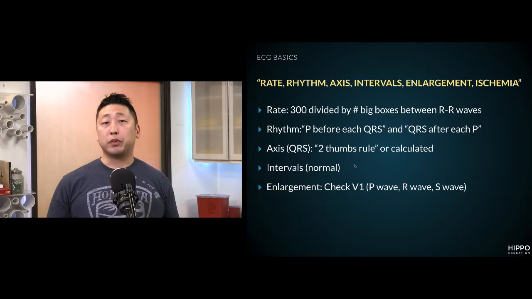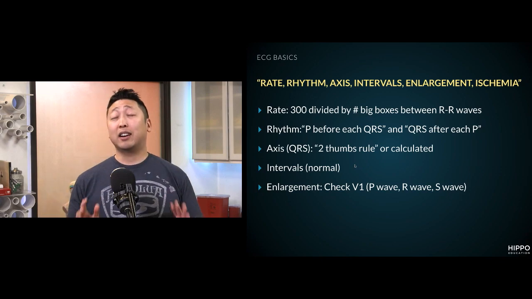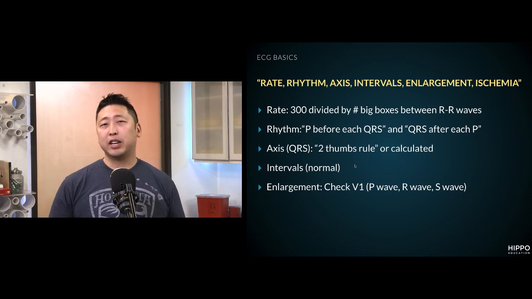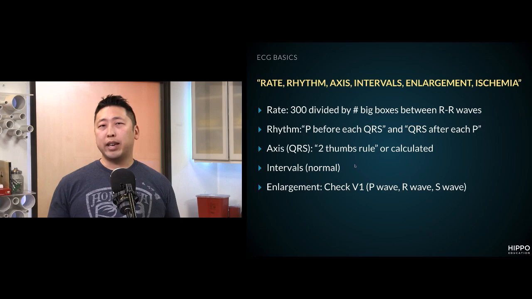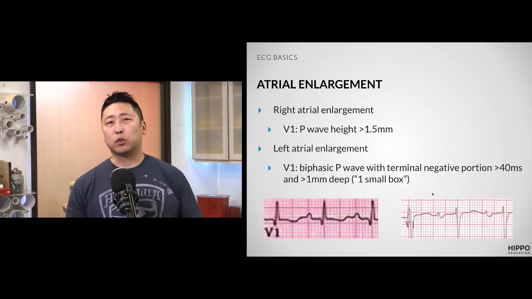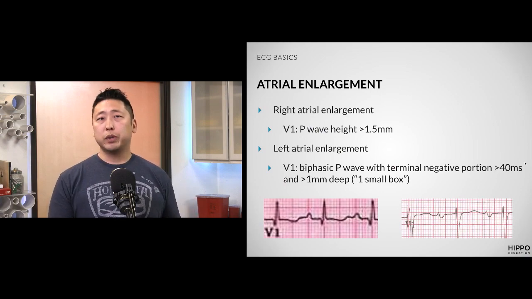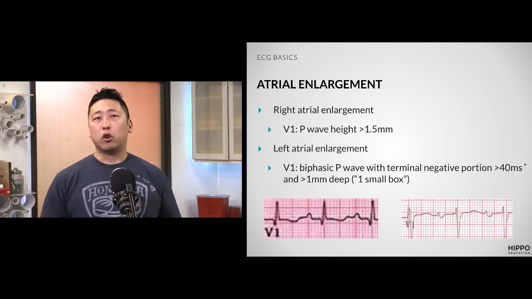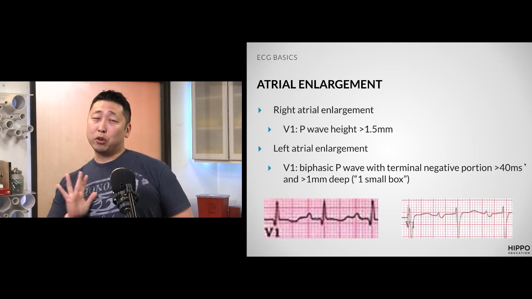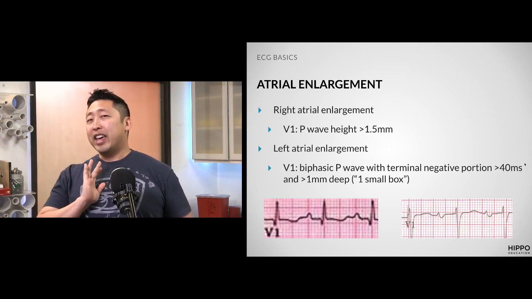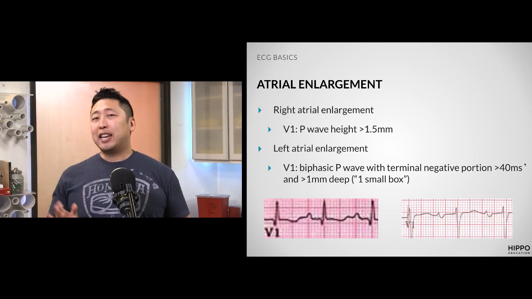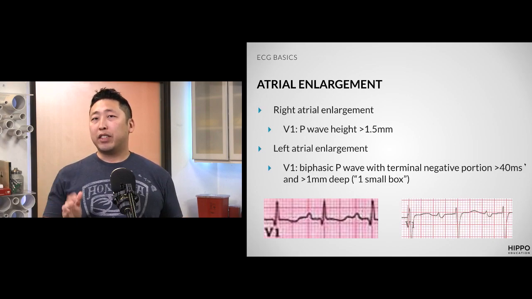Now, when you talk about enlargement, there are a lot of criteria. I often have to look it up myself just to verify it. But the easiest way is look at lead V1. You look at the P wave, the R wave, and the S wave. When you talk about atrial enlargement, right atria and left atria, remember with V1, that's the right side of the precordial leads, right? So the atrium on the right, if you have enlargement of that, the P wave height or amplitude will be greater than 1.5 millimeters.